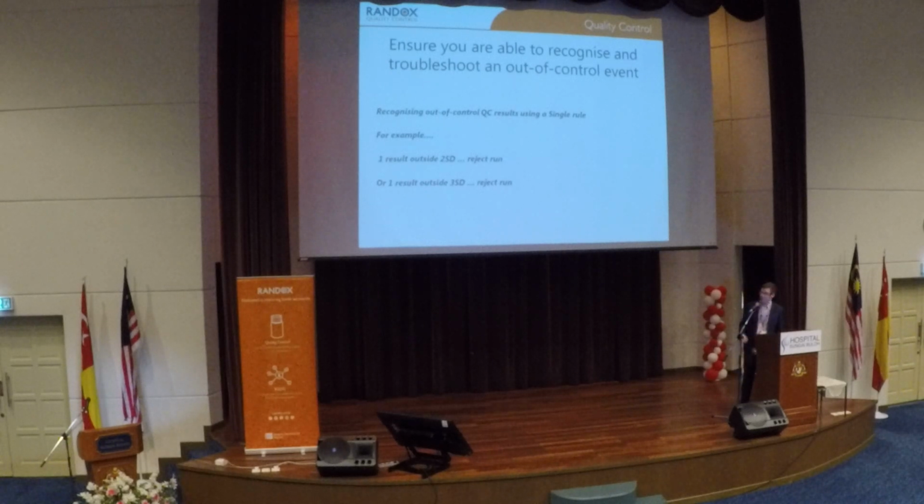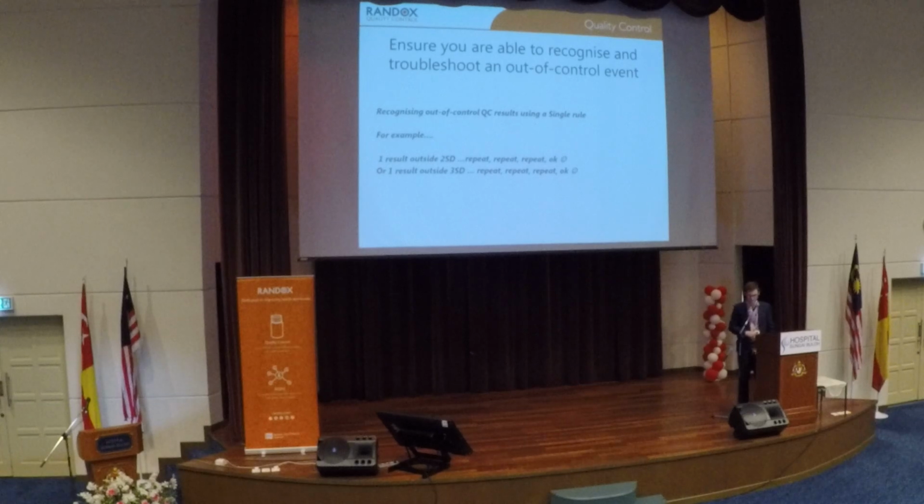So, for example, very standard laboratory rules that nearly every lab in the world uses are: one result outside 2SD, reject, or one result outside 3SD, reject. Those are the most common rules used in every lab. The problem with those is that if you get one result outside 2SD, you repeat. If it's still outside 2SD, you maybe repeat again, and again, until it comes back within range, and then you say, okay, perfect, I'm good to go.